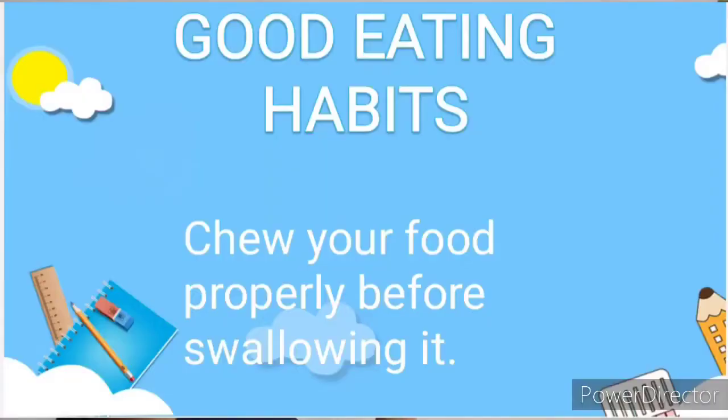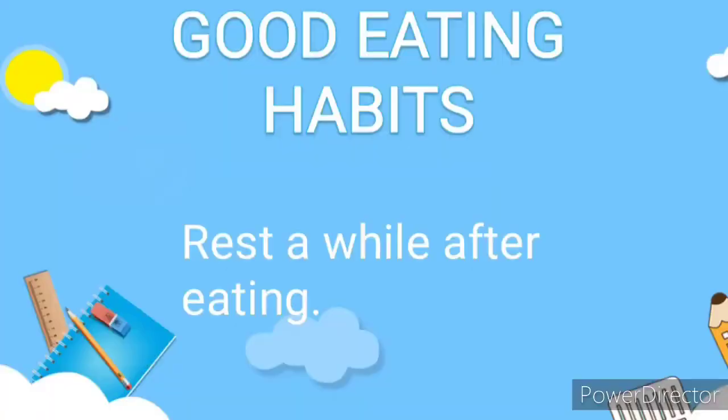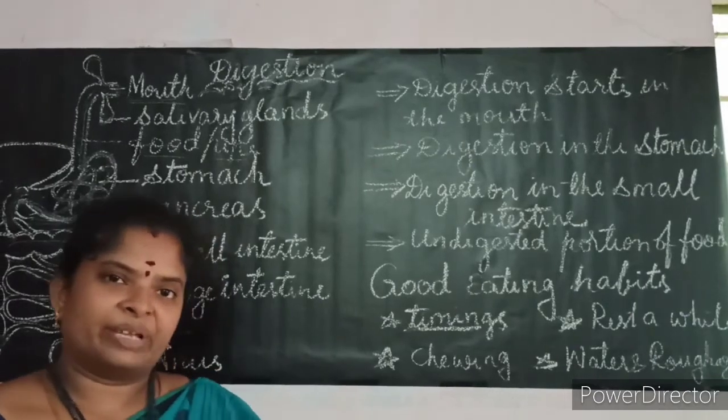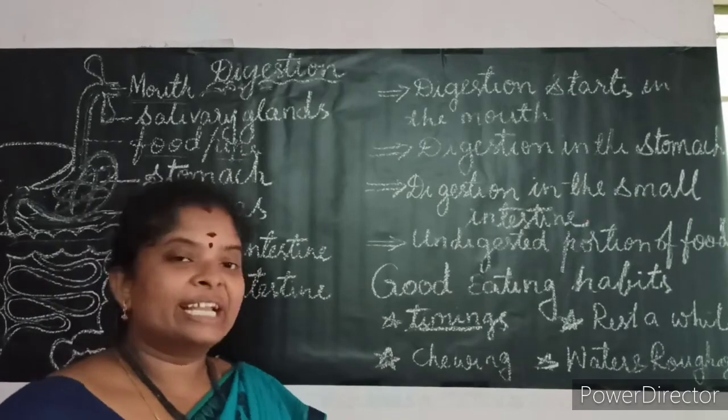Now, chewing is very important. We should never take the food in a hurry. We have to chew the food and grind it properly. It makes the digestion easy. Next one, rest a while. After taking food, we should take some rest because our digestive system needs oxygen to digest food. If you do not take rest and keep jumping and running, other organs take the oxygen and you may get a stomachache.